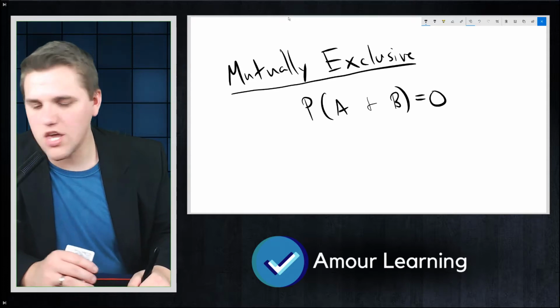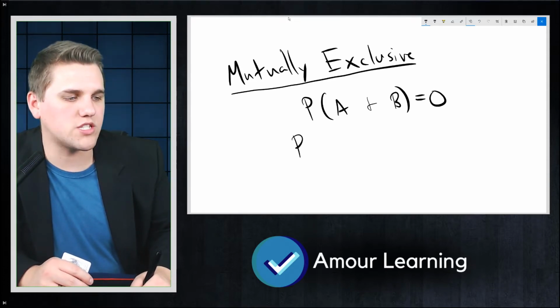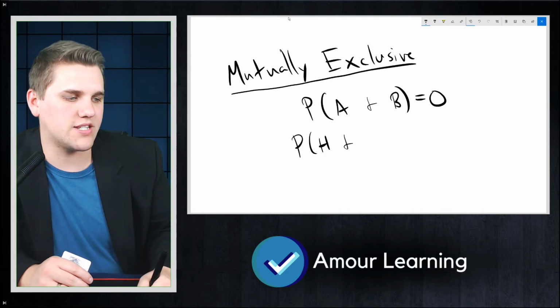Let's say you flip a coin, and you want to know what's the probability that it's heads and tails.